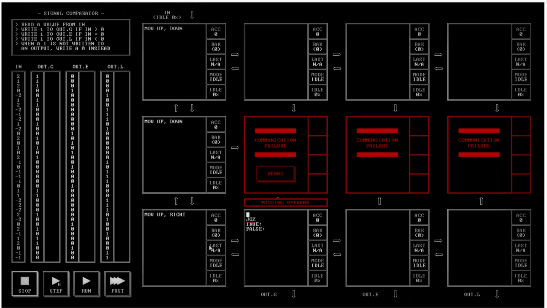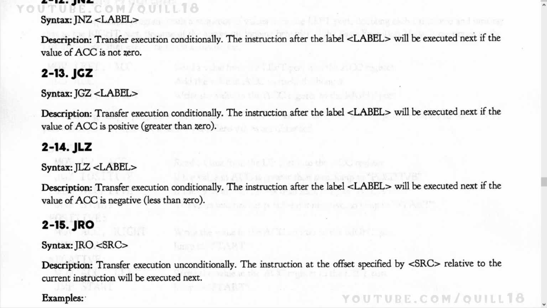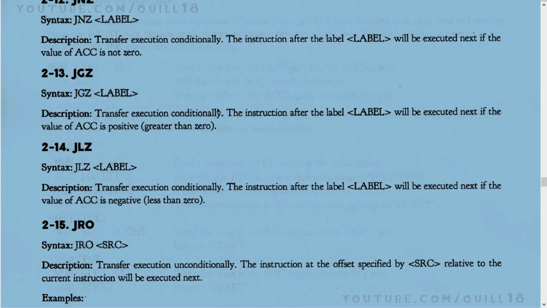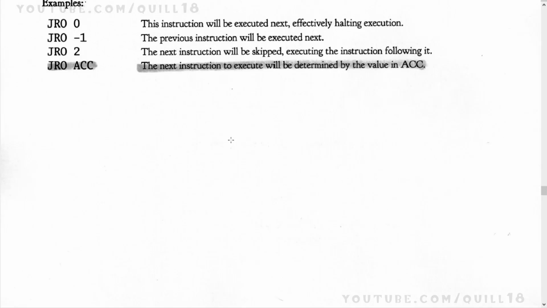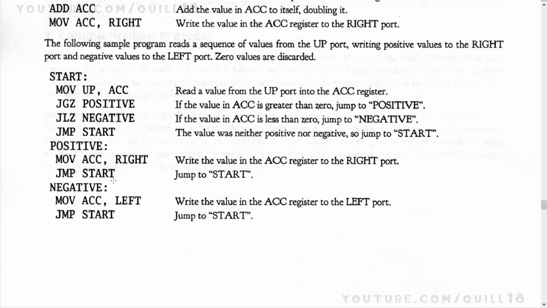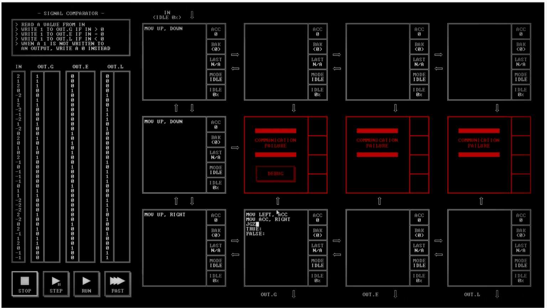So first we have to move left into the accumulator. And then actually continue to copy to the right. Accumulator to the right. If the accumulator is greater than 0. Actually, what does the jump syntax look like? Okay, like that.